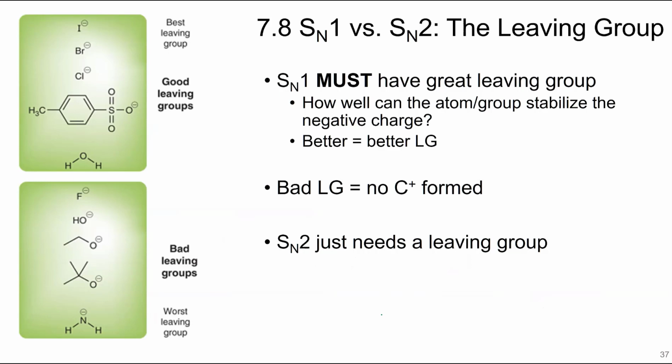For the leaving group, SN1 must have a great leaving group. If it can't leave on its own, it's not going to go anywhere. It's not ready to leave. Then it won't leave and it won't form a carbocation. The leaving group is determined by how well the atom or group can stabilize the negative charge. If it's better at stabilizing the charge, it's going to be a better leaving group. So the best leaving groups are the halogens, not including fluoride, the tosyl groups, and then water, and your worst ones are here. If there's a bad leaving group, the carbocation is not going to form. And in an SN2 reaction, you just need a leaving group because the nucleophile is the one driving the reaction.